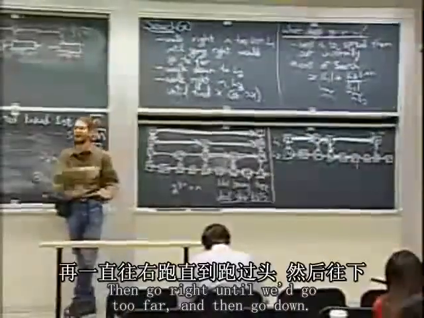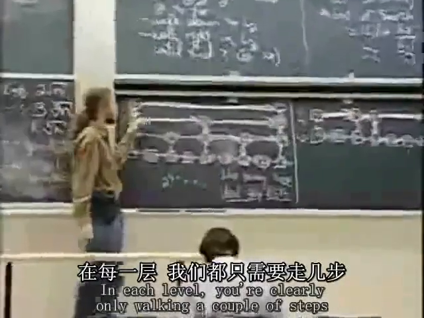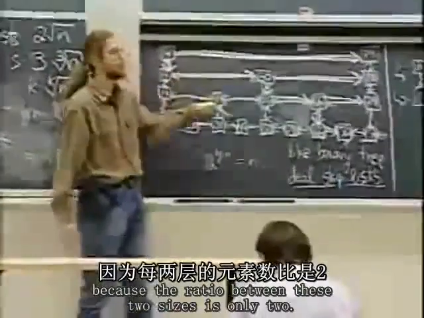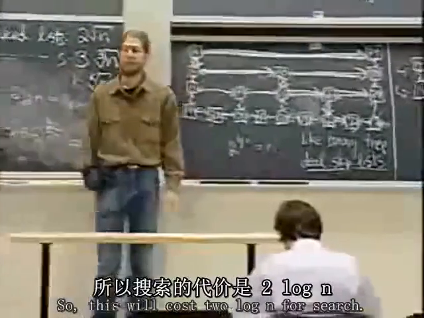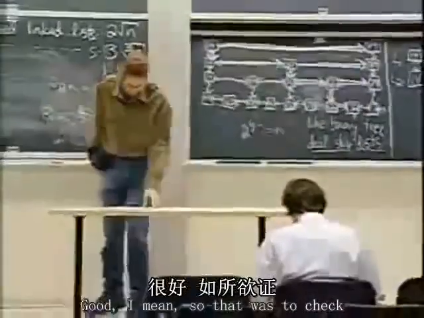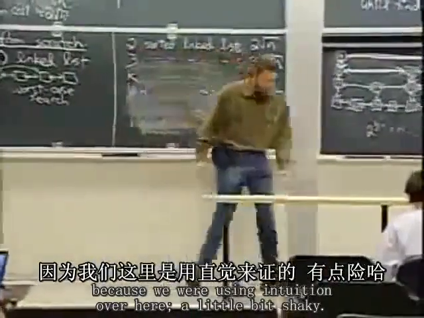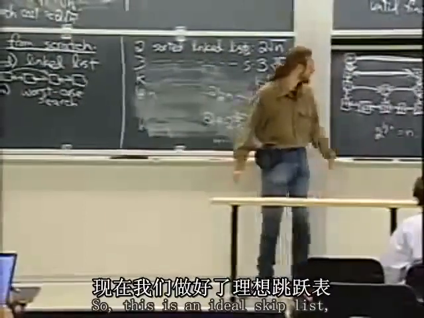Then go right until that would go too far, then go down. You might have to do this log n times. In each level, you're clearly only walking a couple of steps because the ratio between these two sizes is only 2. So this will cost 2 log n for search. Good. That was to check because we were using intuition over here, a little bit shaky. So this is an ideal skip list.